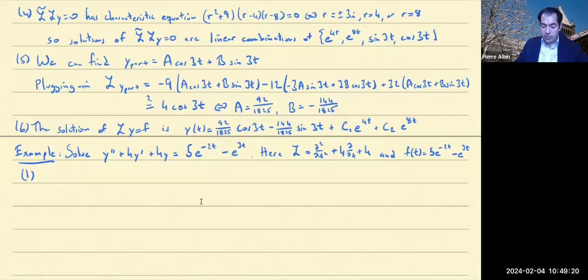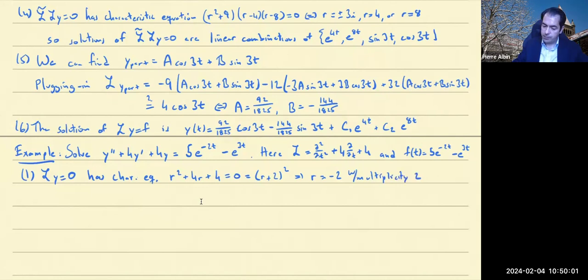Okay, so step one, we want to solve the associated homogeneous equation, Ly equal to 0 here. As characteristic equation, r squared plus 4r plus 4 equal to 0. I can factor that as (r plus 2) squared. So this has root r equal to minus 2 with multiplicity 2. So solutions of Ly equal to 0 are linear combinations of e to the minus 2t and t times e to the minus 2t.